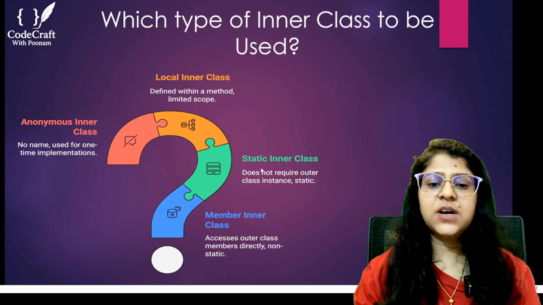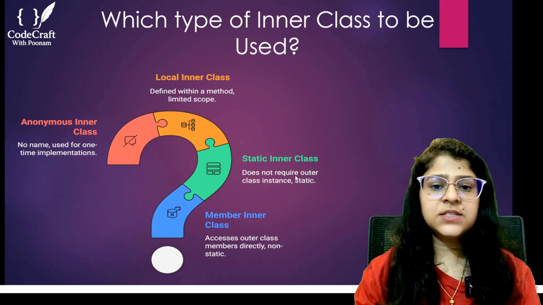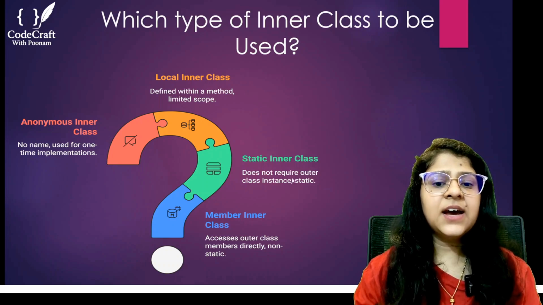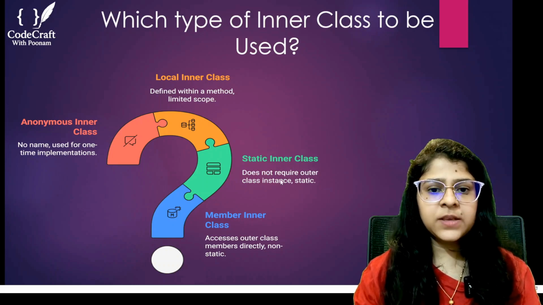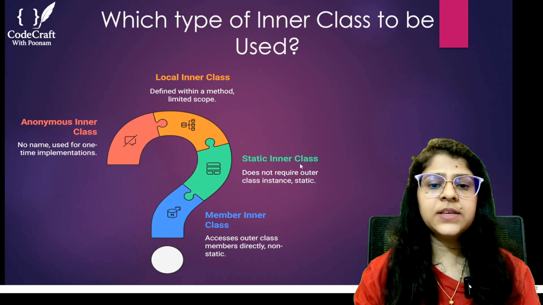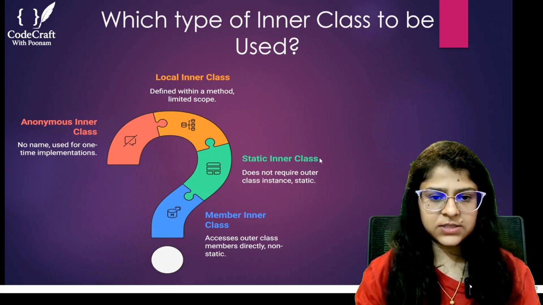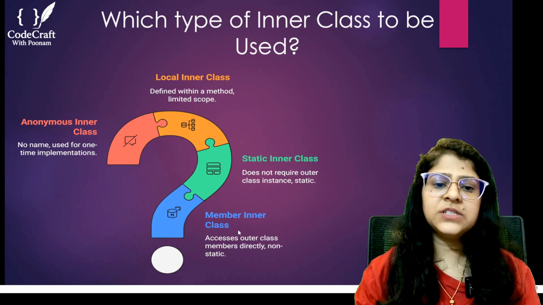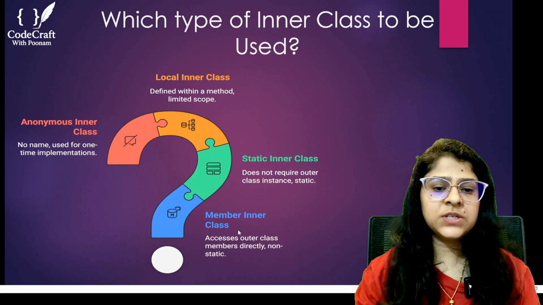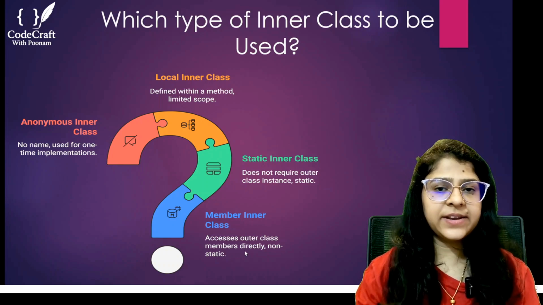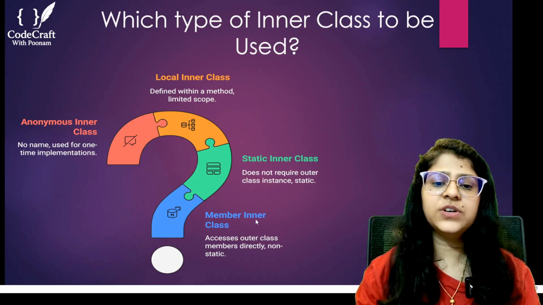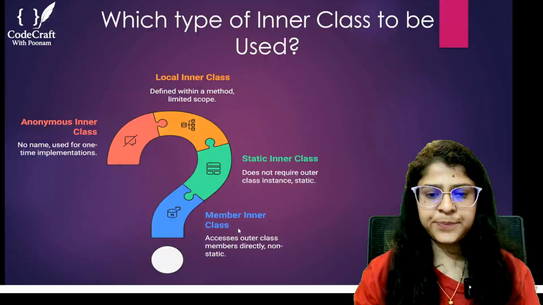Okay. Next, coming to static inner class, this does not require any outer class instance. Why? Because this is static, right? So wherever you don't require the instance of the outer class, then you can go for the static inner class. Next, coming to member inner class, you can use it if you need to access outer class members directly. Okay, then you can go for the member inner class.